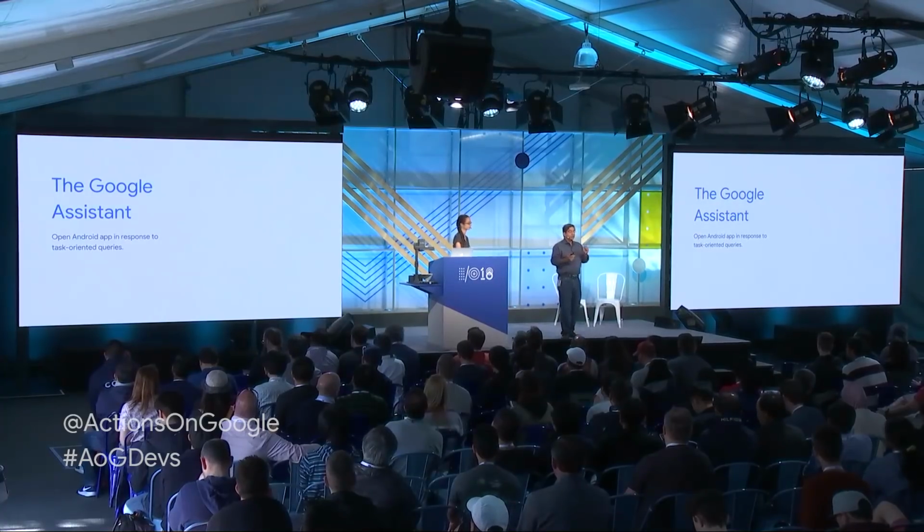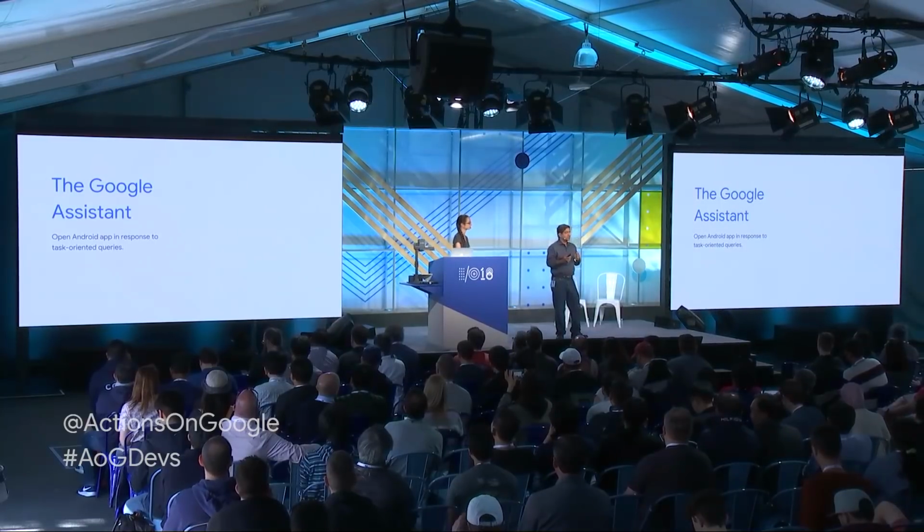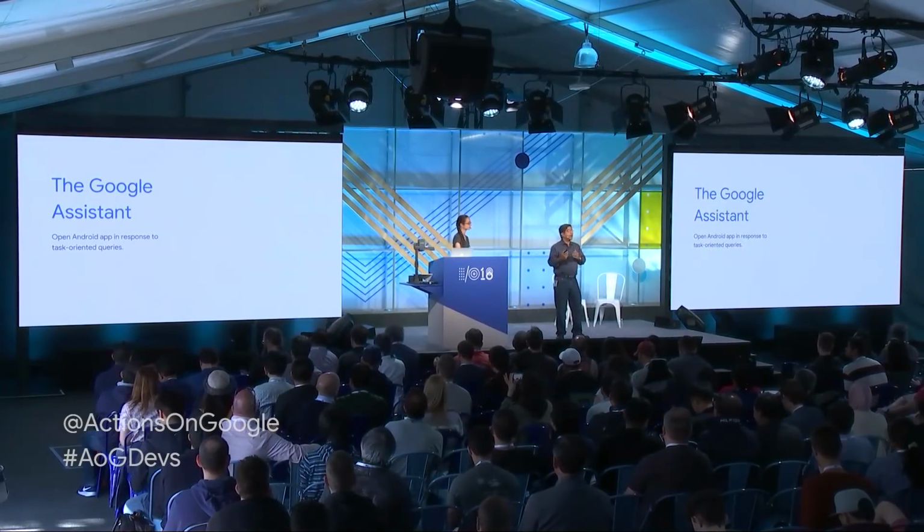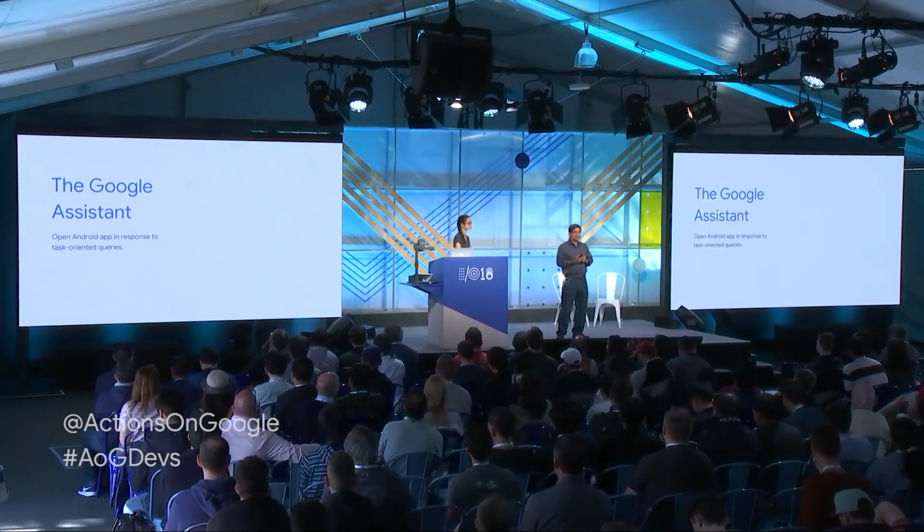But how does this all work? How does this show up in the Android platform? Let's start with Google Assistant, which everybody is interested in. With app actions, you can get your Android apps to have a basic integration and shortcut with the Google Assistant for task-based queries.